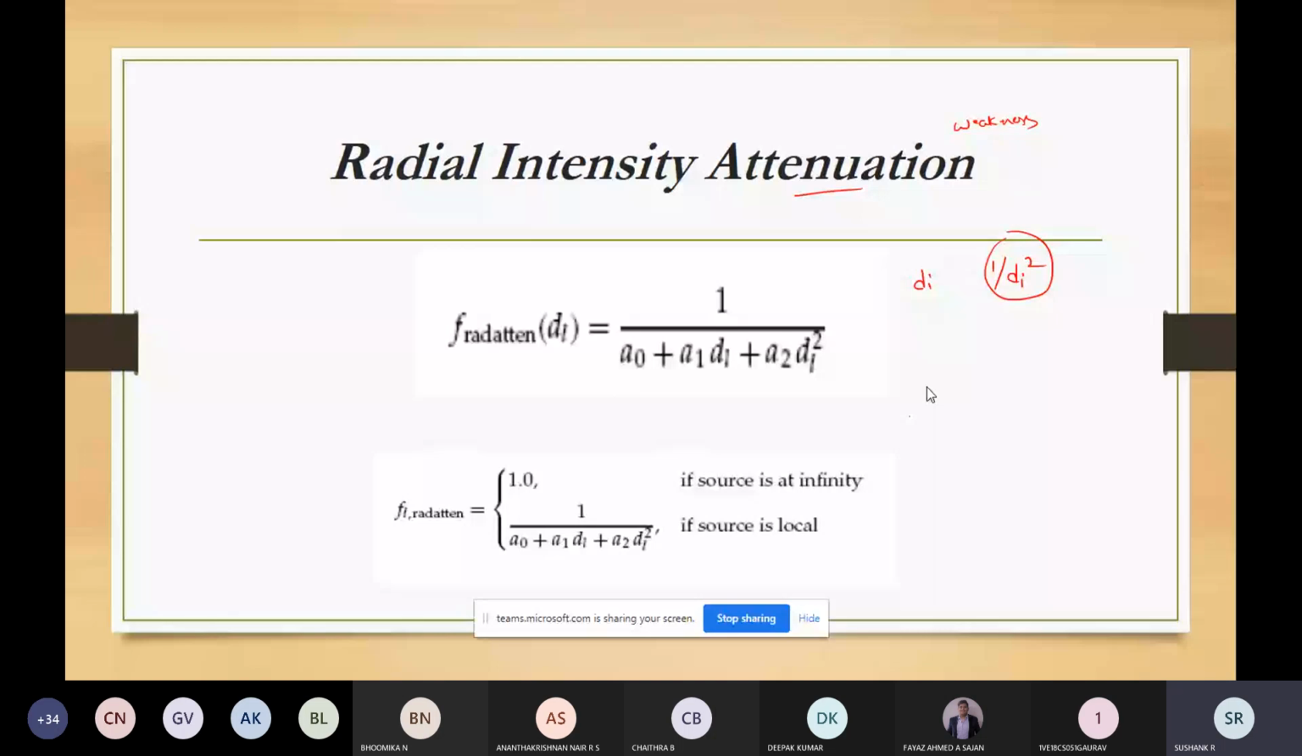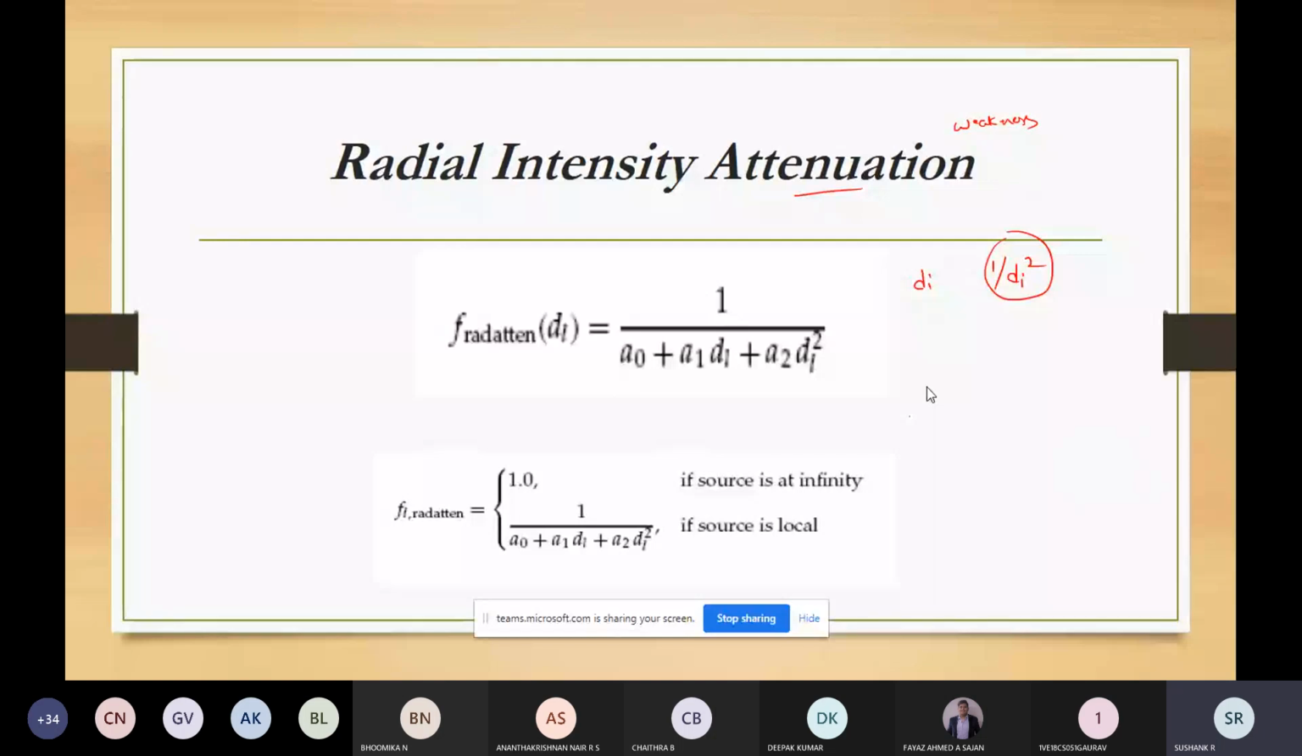Otherwise, all the surfaces will be illuminated with the same intensity from the light source, and you will get an undesirable display effect. So keep that in mind: when you're doing the illumination calculation, you should also take this attenuation factor into account.